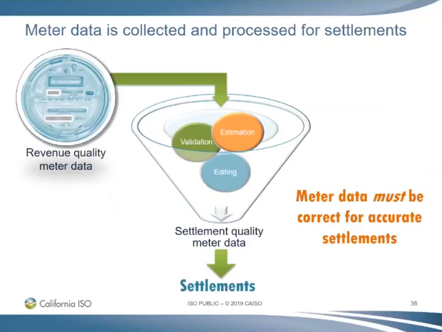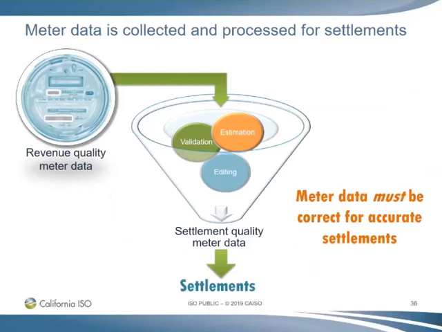Revenue quality meter data is required by the ISO for entities internal to the BA. A meter installation and certification process by ISO authorized meter inspectors takes place to ensure that meters are up to standard. Raw meter data is acquired directly by the ISO, and the goal is to turn that raw or revenue quality meter data into settlement quality meter data by putting it through our validation, estimation, and editing process.